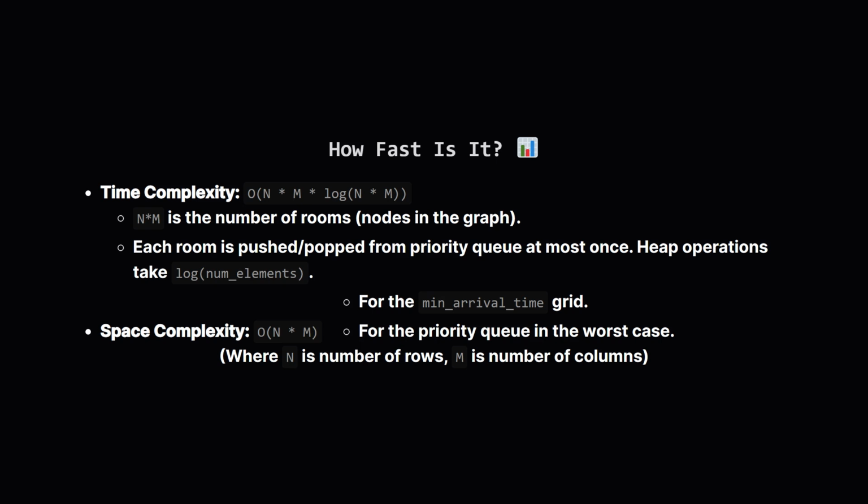For space complexity, we're using extra memory mainly for two things: that min_arrival_time grid, which is n by m, and the priority queue, which in the worst case could hold all the rooms. So that's big O of n times m space. This is pretty standard for Dijkstra's on a grid.